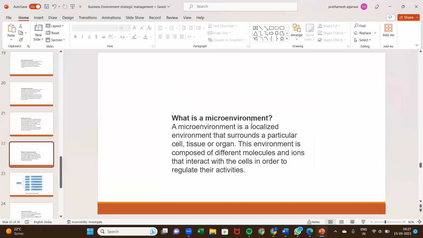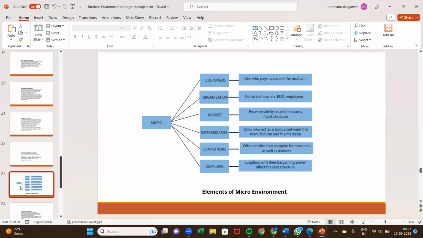Then, what is a microenvironment? A microenvironment is a localized environment that surrounds a particular cell, tissue, or organ. Okay, now I am telling you in terms of bio. This environment is composed of different molecules and ions that interact with the cell. Now, this is a microenvironment related to our body, but in a similar way, we have a microenvironment which deals with the organization. Just to have a no effect, if not required, you can leave out this.